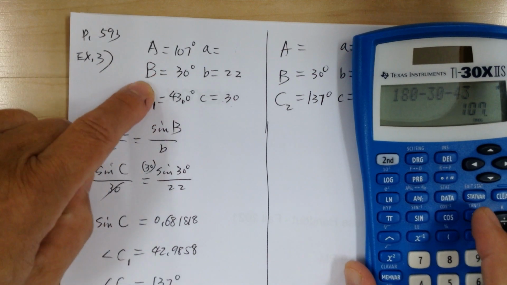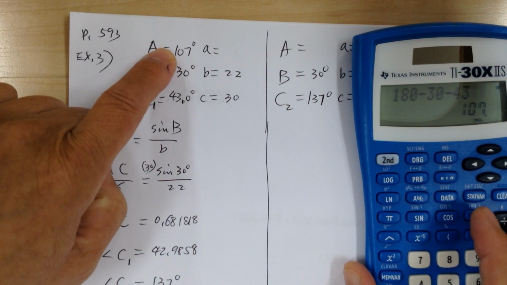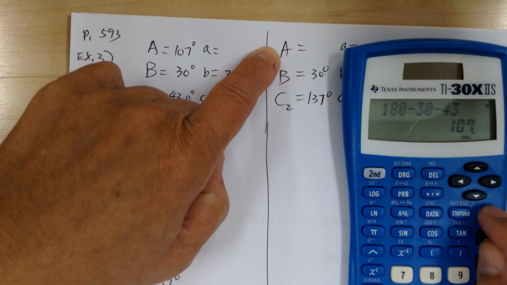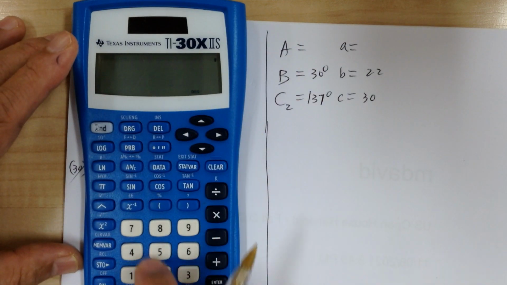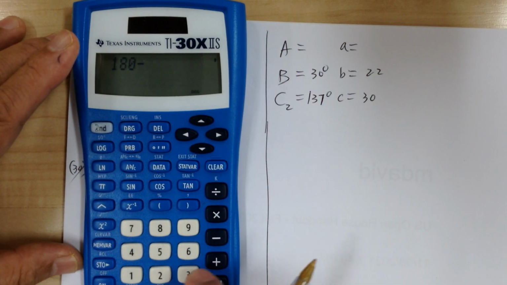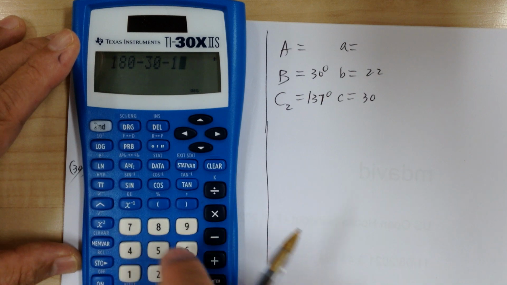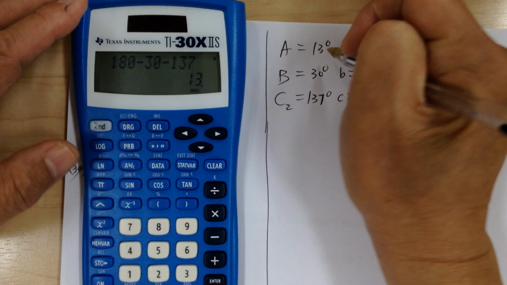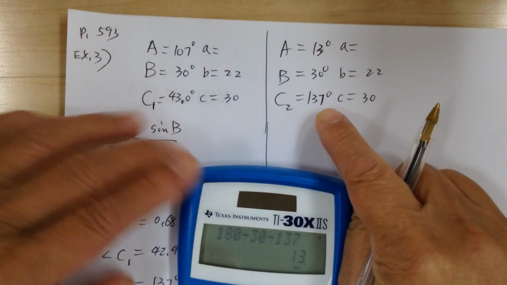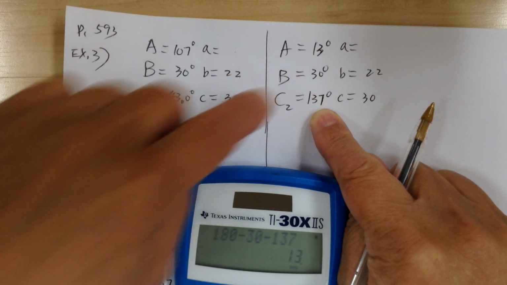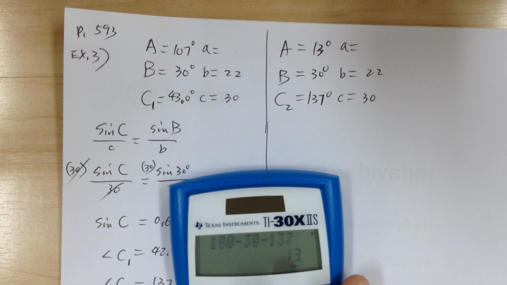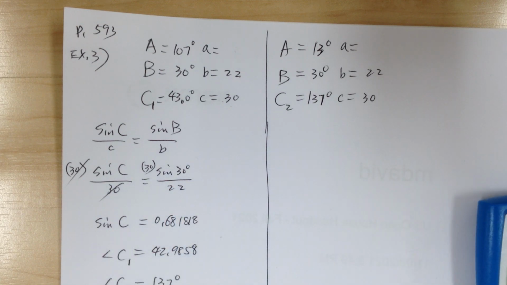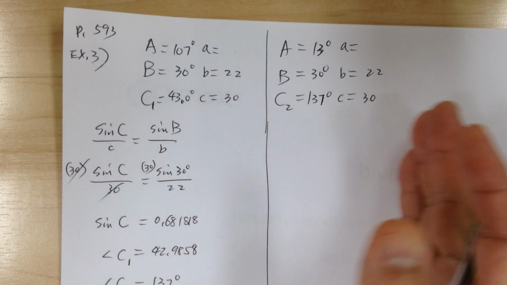Okay, so for case 1, angle A is the biggest angle. But for case 2, you get 180 minus 30 minus 137 equals 13 degrees. So in case 2, this is the biggest angle. So you have two different possibilities, and we have to do the two separately.